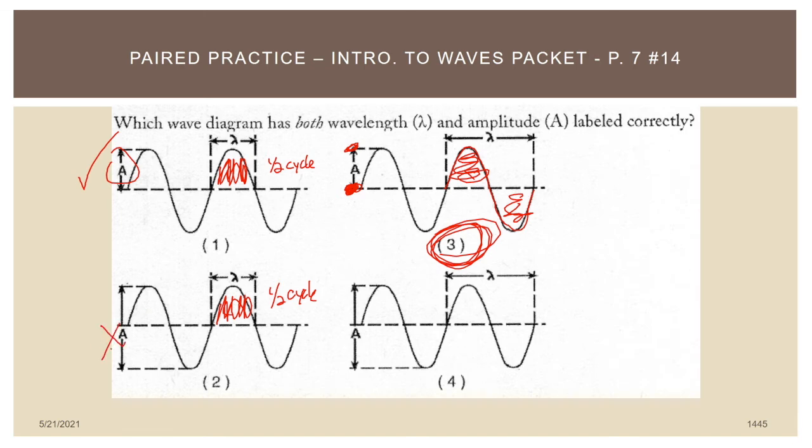That amplitude is incorrect. The amplitude is measured from the equilibrium line to the peak or from the equilibrium line to the trough and not from the peak to the trough. That measurement is actually 2A. Over here, same thing. That measurement is actually 2A, so that makes that one wrong. But this wavelength measurement is correct because we have one full peak and one full trough.